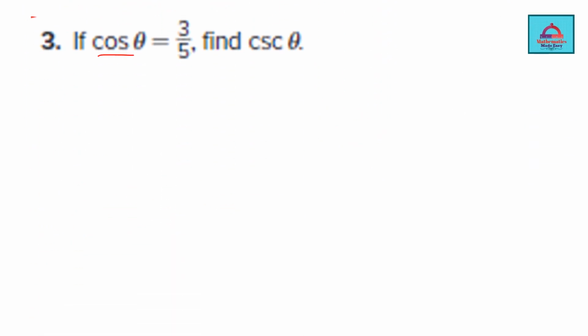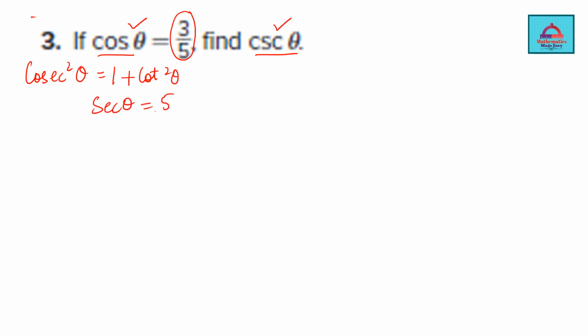Okay, so here the cos value is given to you and you need to find the cosecant value. Now cos and cosecant are not related directly, so we are going to do this question by an indirect method. Cosecant I know is related to cot: 1 plus cot square theta is equal to cosecant square theta. So in order to find cosecant, we need the value of cot, and in order to get cot, we need the value of tan. If cos is given to you, that means we can find secant. Its reciprocal would be 5 over 3.